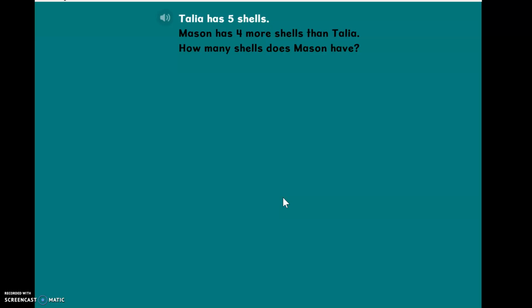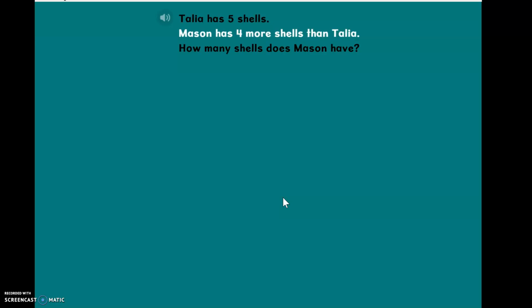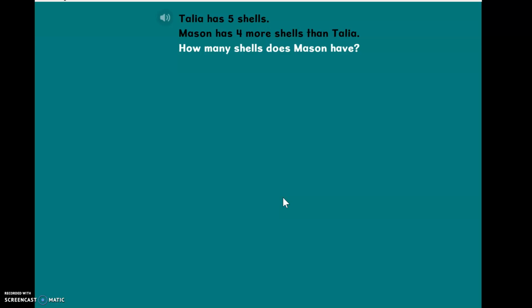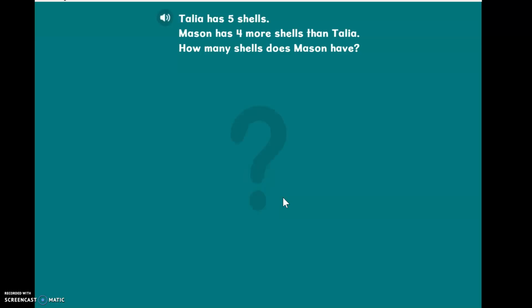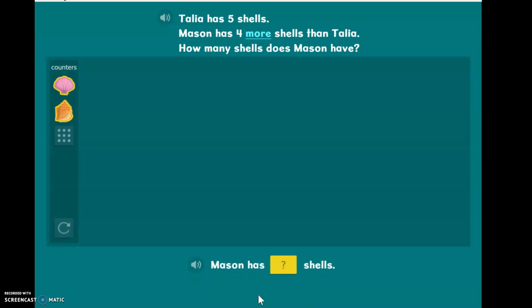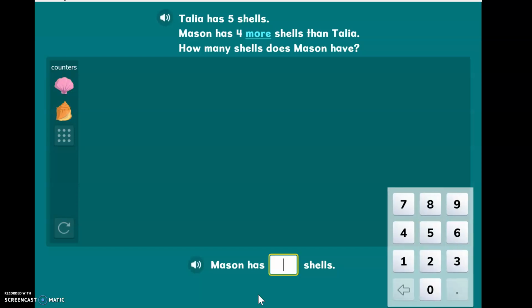Talia has 5 shells. Mason has 4 more shells than Talia. How many shells does Mason have? You can use counters to help you solve the problem. Okay, so I wanted to show you how to do this. So first thing we're going to do is we're going to make Talia's. So she has 5 shells. So you can carry over. And I'm going to use different shells for each person, just like we would our counters. Mrs. Kurt's not doing this in a straight line. That's okay. So Talia has 5 shells.